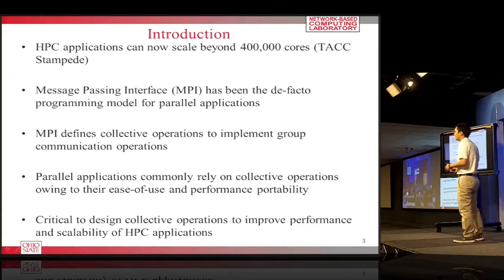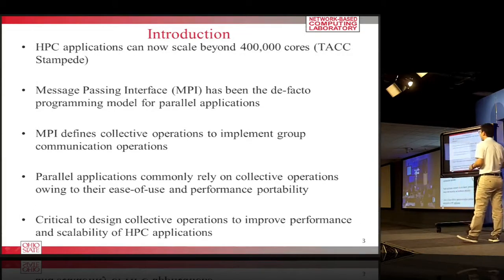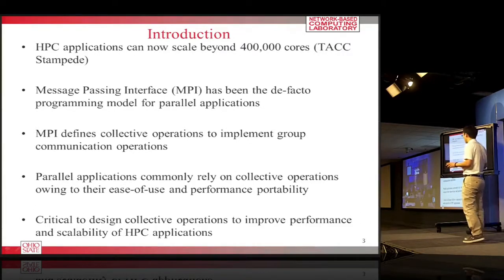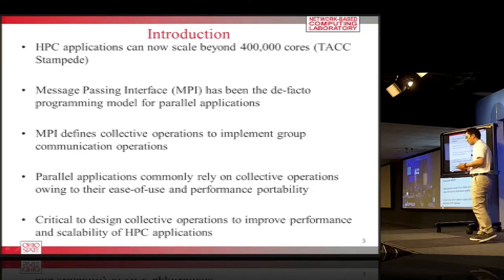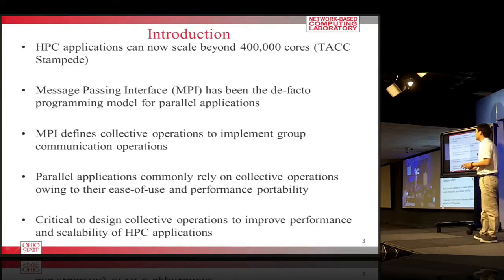Okay, now actually the HPC applications scale beyond 400,000 cores, for example, on the Stampede supercomputer system. And also MPI has been the standard programming model for parallel applications. MPI defines the collective operations to implement the group communication operations. And also the parallel applications commonly rely on the collective operations owing to their easy programming and also the performance portability.